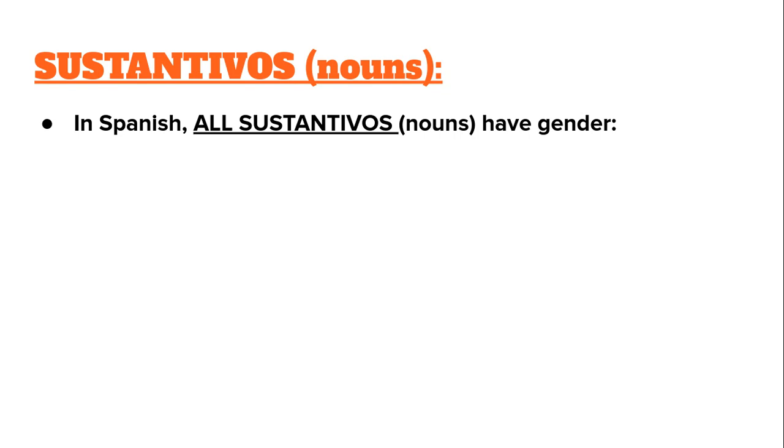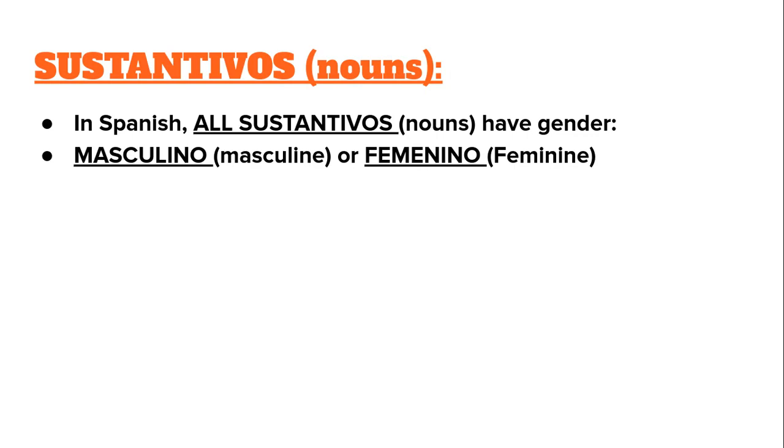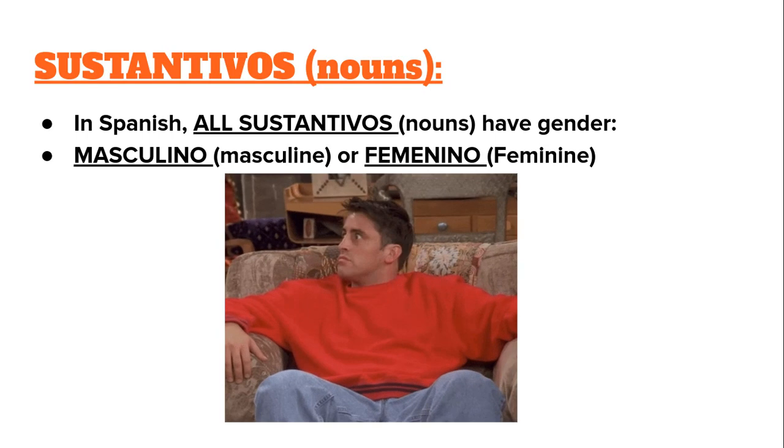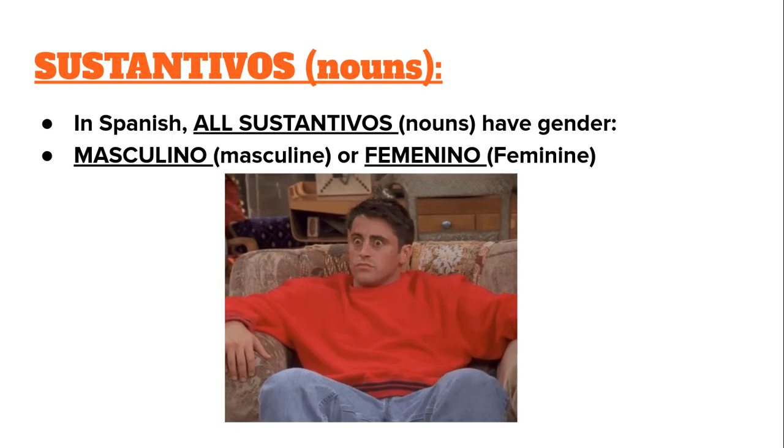In English, nouns do not have a gender, they're just objects. In Spanish, they do, every single one of them. They are either masculino or femenino. I know, surprising, isn't it?